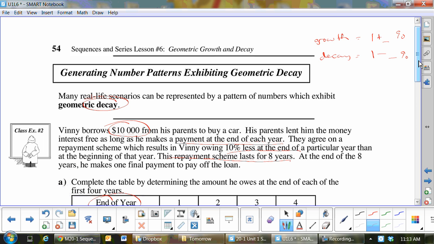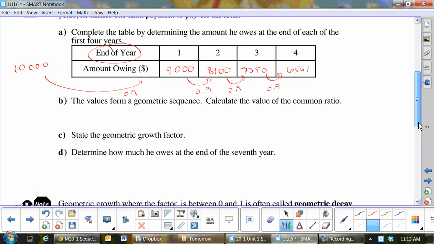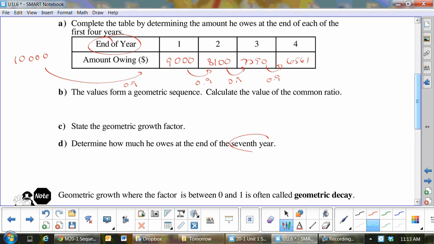Now, here's what we got to do again. We have to find out how much he owes at the end of the 7th year. Now, we're so close, we should just keep multiplying by 0.9, 0.9, 0.9, done, okay? But just for the sake of learning how to do it with the formula, what should we call A? So what if we called A 9,000? What year is that? So that is end of year 1, which is term 1, correct?